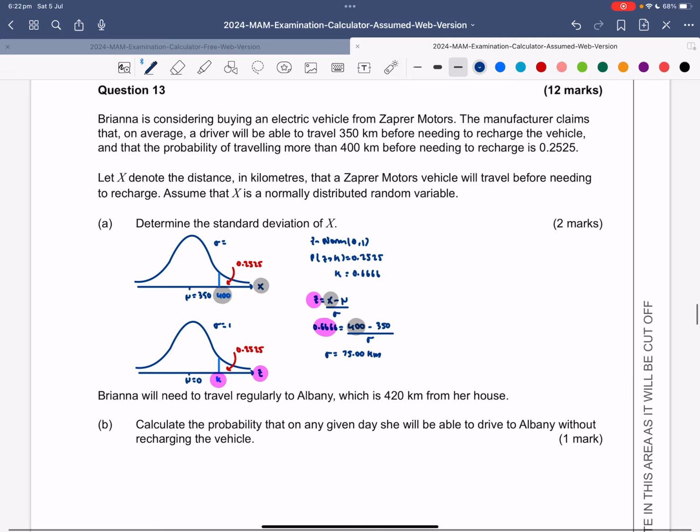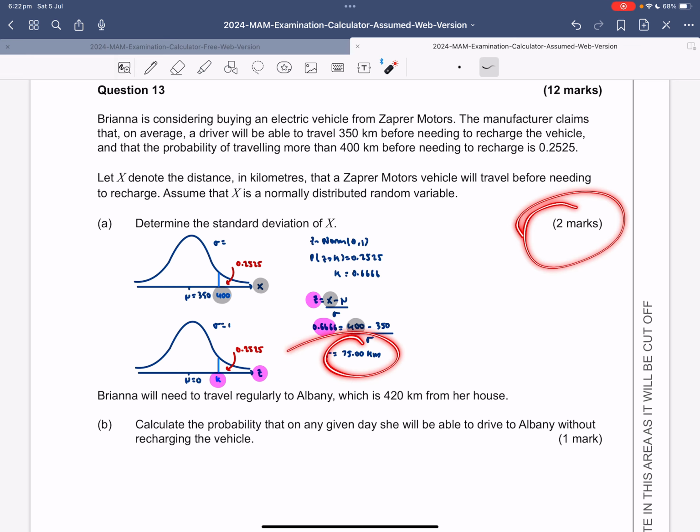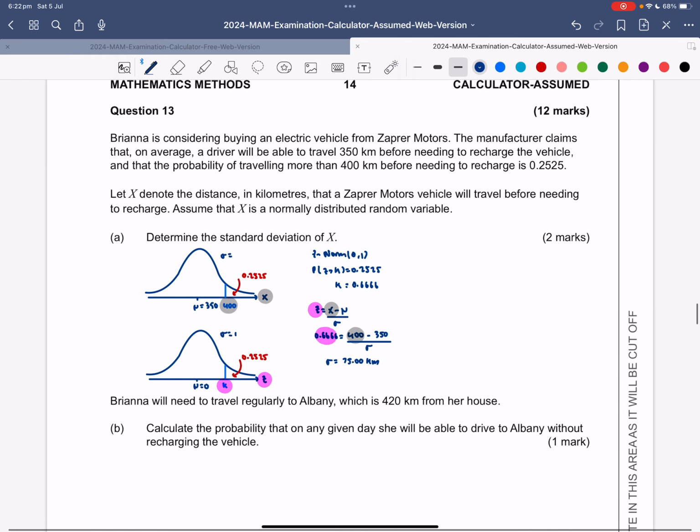Now, it's interesting, guys. It's worth 2 marks, which means no working out needed. But if you look at the SCARSA marking key, they say 1 mark for the z-score and 1 mark for then calculating the standard deviation. So that's interesting. Even though it's a 2 marker, and really it should be 2 marks for the answer, it does allocate 1 mark for the z-score and 1 mark for that. So maybe it's just safe to do it using z-scores.